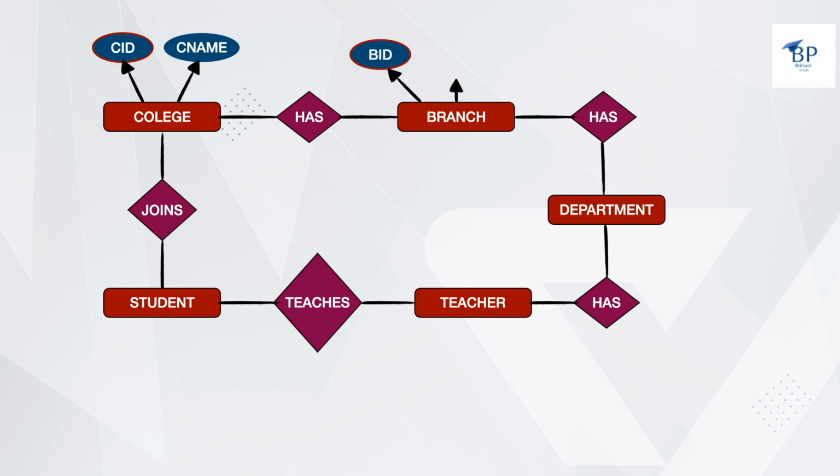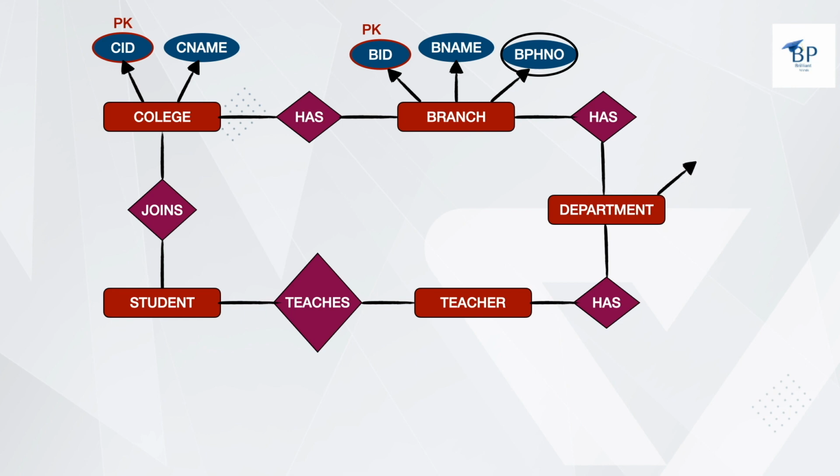Here branch ID is a key attribute or not? Then we have to underline it. And college ID is also a key attribute, right? There also we have to underline it. Branch phone number is a multi-valued attribute. If it is a multi-valued attribute, then we have to draw it with a double ellipse.